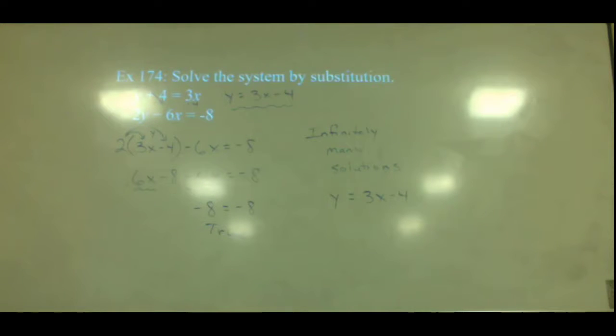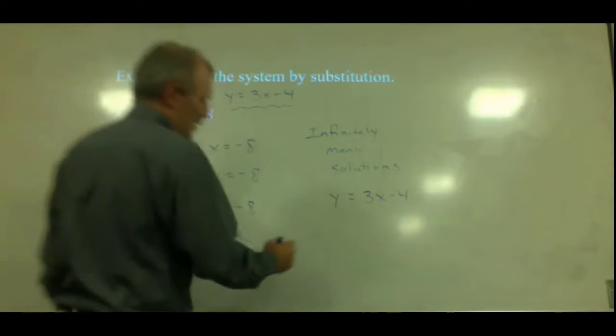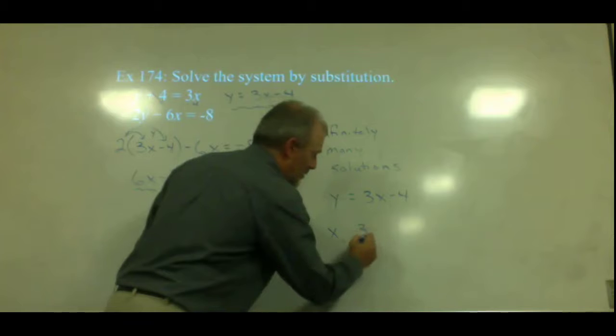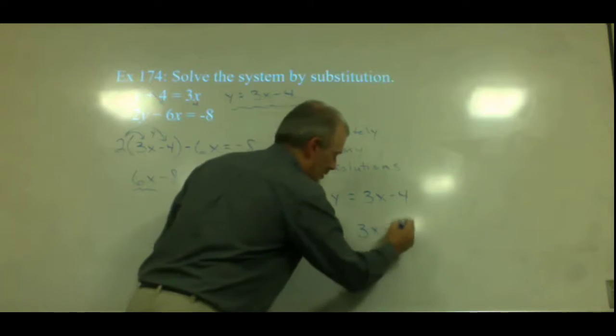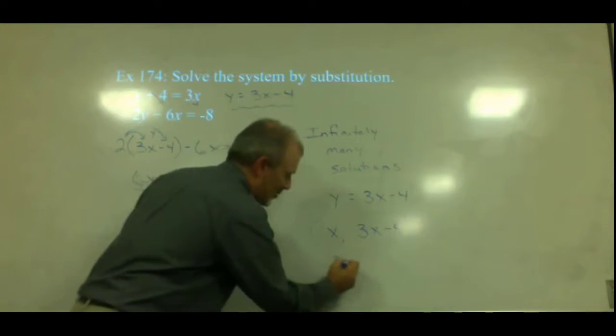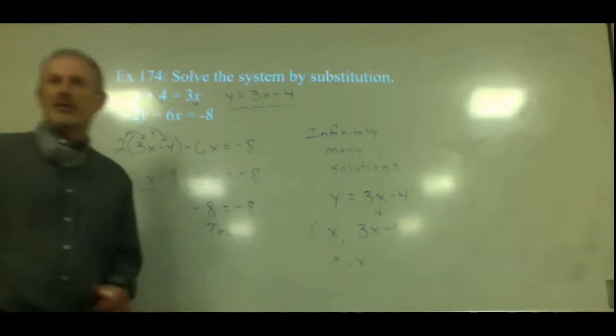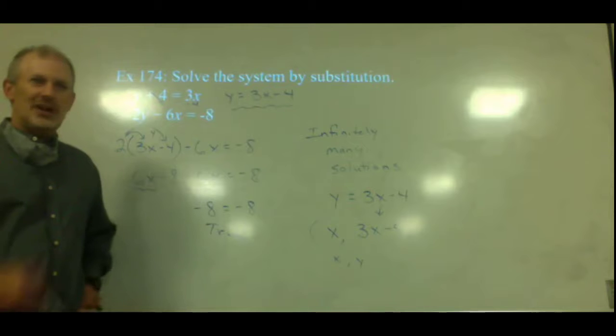Okay. Sometimes you'll see it this way. You can choose any x value, and once you choose the x value, the y value is going to be 3x minus 4, because that's x comma y. And you see how y is this? What that means is you've got infinitely many solutions.